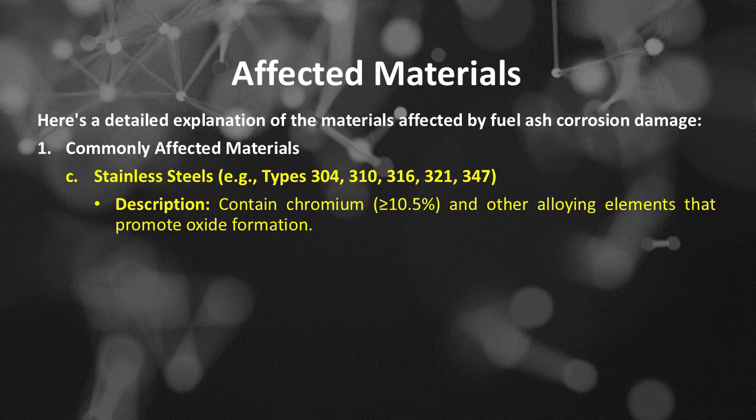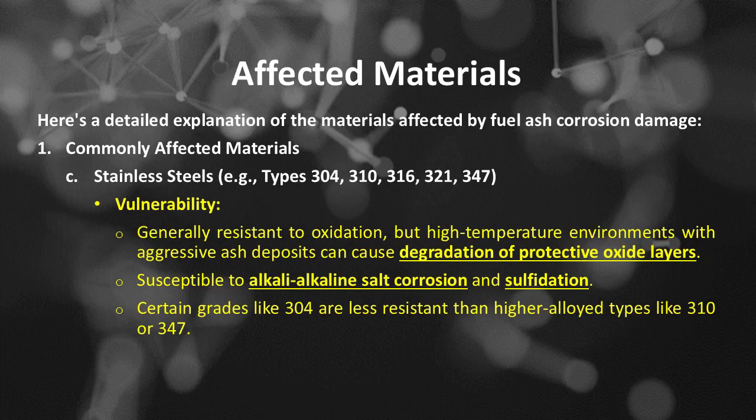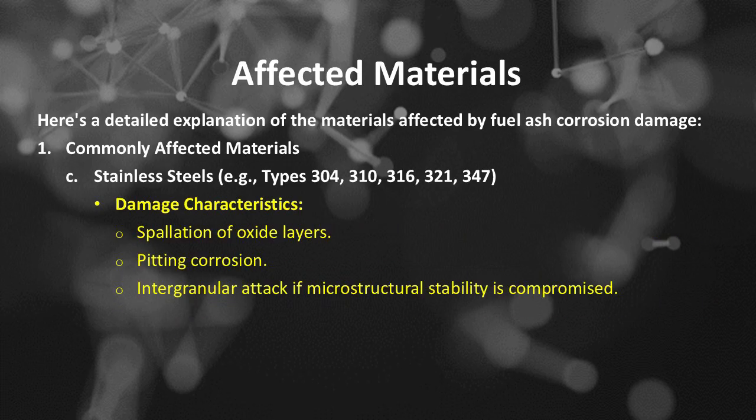Description: contain chromium 10.5% and above and other alloying elements that promote oxide formation. Stainless steel's vulnerability: generally resistant to oxidation, but high-temperature environments with aggressive ash deposits can cause degradation of protective oxide layers. Susceptible to alkaline salt corrosion and sulfidation. Certain grades like 304 are less resistant than higher alloyed types like 310 or 347. Stainless steel's damage characteristics: spallation of oxide layers, pitting corrosion, intergranular attack if microstructural stability is compromised.